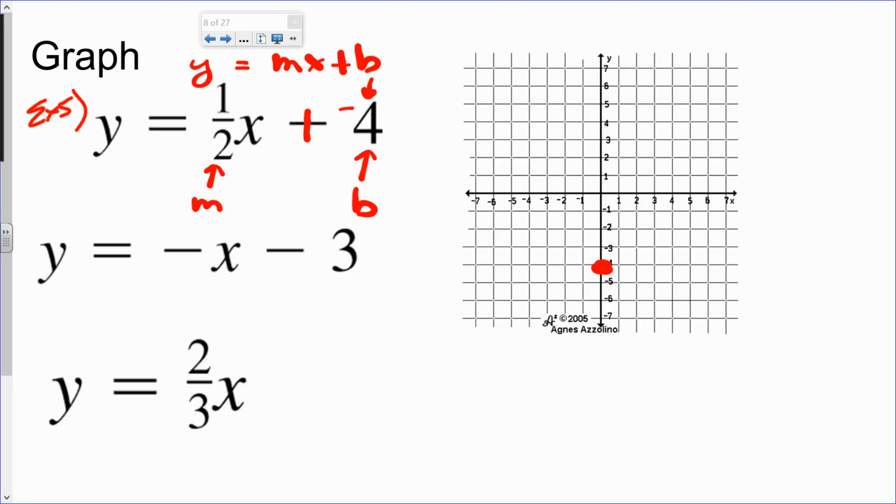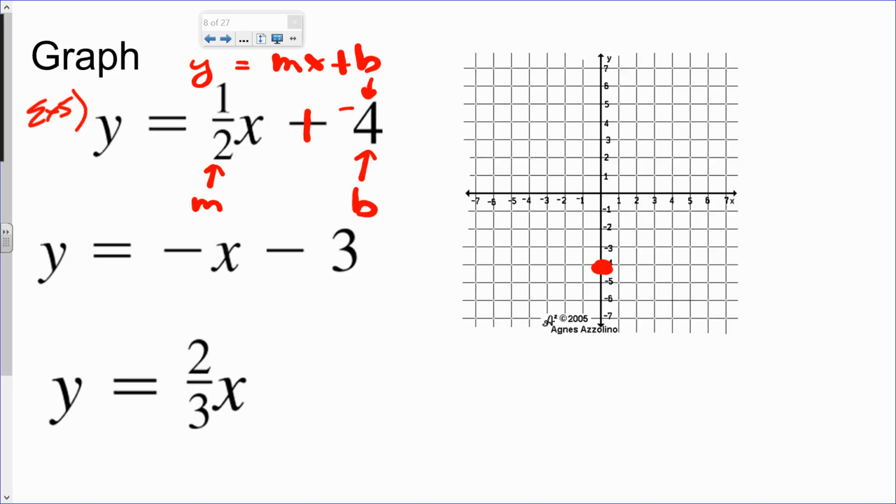Okay, what does step 2 say? Cool. What does step 2 say? All right, so pay attention. Tell them what step 2 says. Use slope to plot a second point starting from the y-intercept. Starting from the y-intercept, I'm going to use the slope 1/2 to plot a second point. Starting from there.